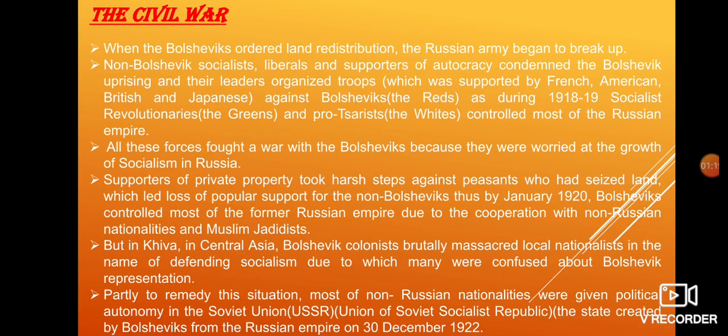Supporters of private property took harsh steps against the peasants who had seized land, which led to loss of popular support for the non-Bolsheviks. Bolsheviks controlled most of the former Russian Empire due to the cooperation of the non-Russian nationalists and Muslim jihadists. But in Khiva, in Central Asia, Bolshevik colonists brutally massacred local nationalists, due to which the people were confused about the Bolsheviks' representation.